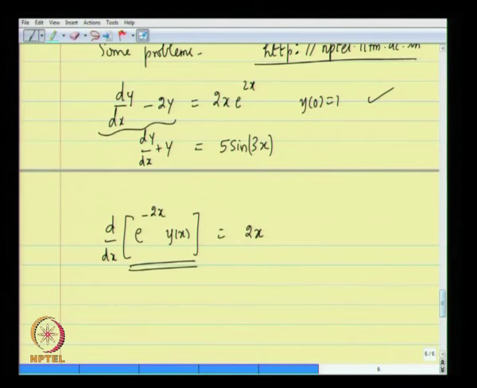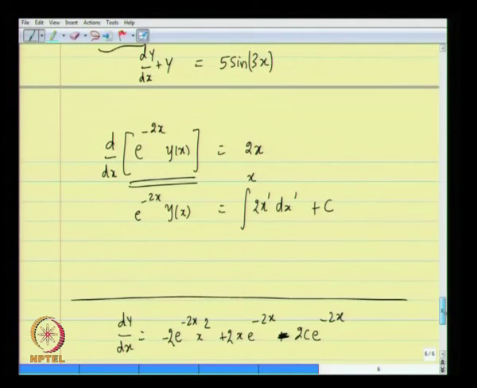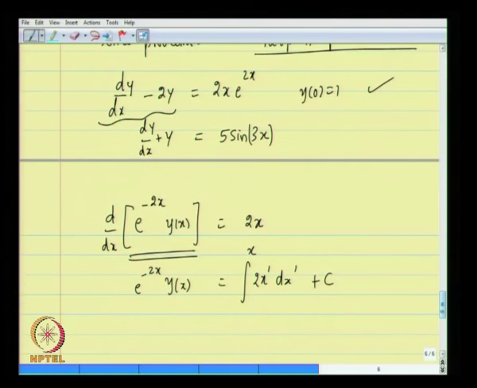The solution of this is, when you integrate both sides, you have e to the minus 2x y of x is equal to the integral of 2x prime dx prime to x plus a constant, and then you can see immediately that y of x is equal to e to the 2x, and you bring it to the other side, times x squared plus e to the 2x times a constant c.